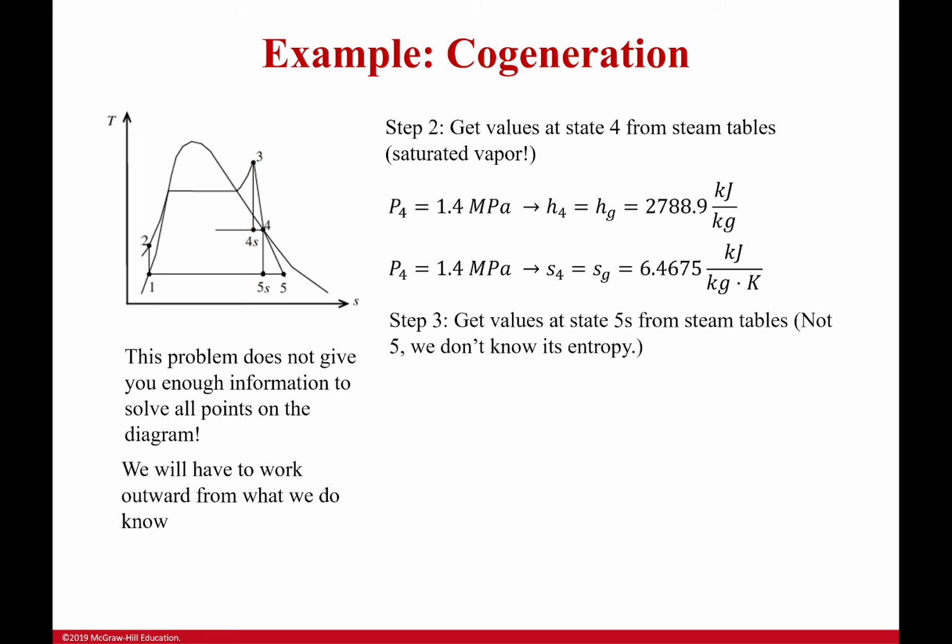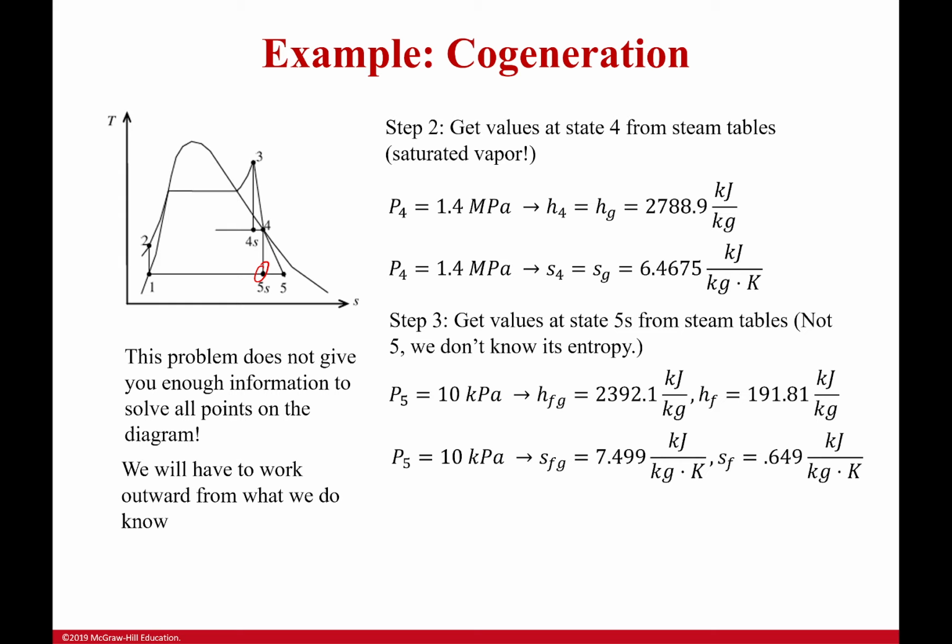So let's get state 5s from our steam tables. We know that its entropy is going to be the same because the 5s is me pretending that this is an isentropic turbine. We'll then correct it afterwards by saying it's only 80% efficient. It's not 100% efficient. And so with that, let's go ahead and look it up. Now it told me that it was 10 kilopascals, which is great. So I know my pressure. I know this is a saturated mixture.